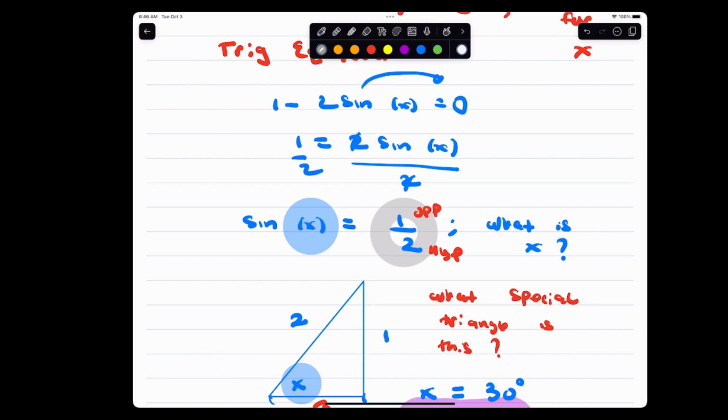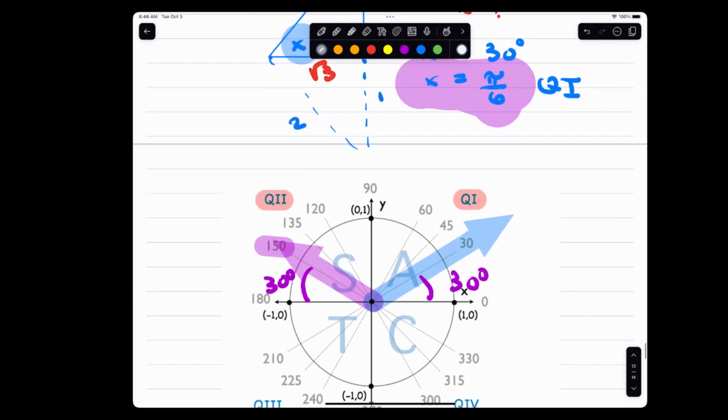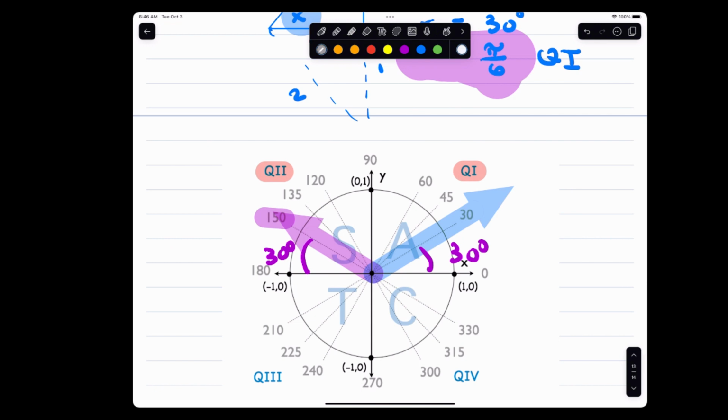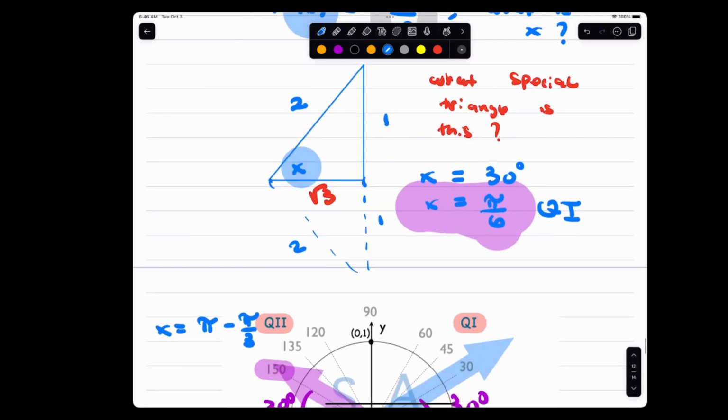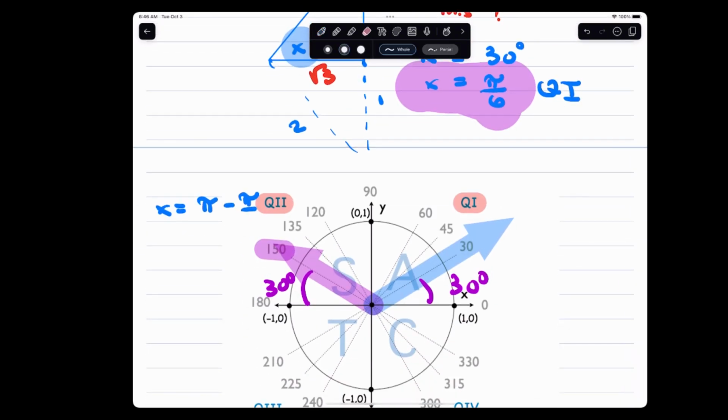And sine is positive in quadrant 1, quadrant what? Quadrant 2. But what's the angle? You might say, I don't know what that is. Well, quadrant 2, if you guys remember, what's the relationship? x will be what? Pi minus the reference angle, pi over 6. Okay, this is the reference angle, pi over 6. So there you guys go.